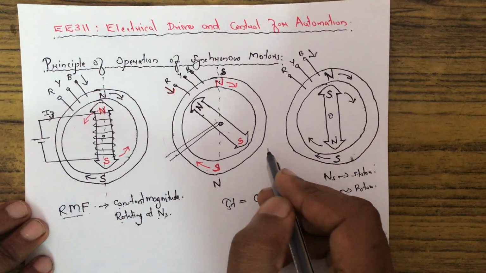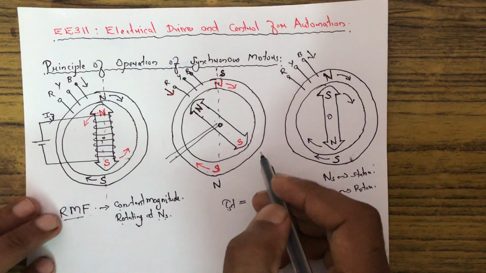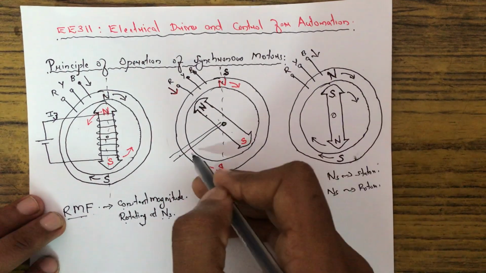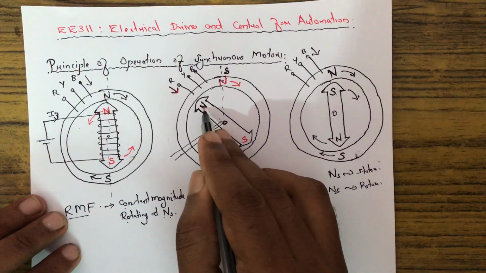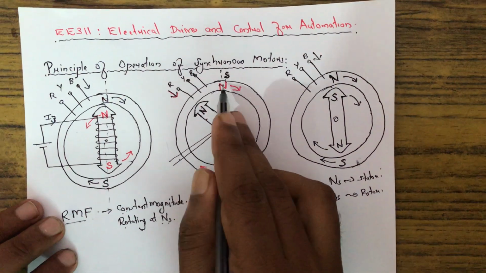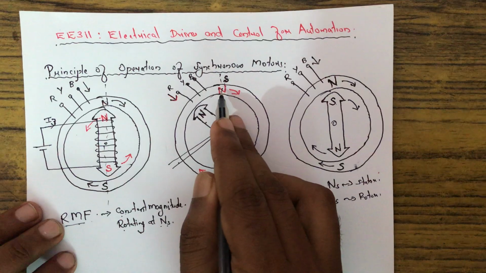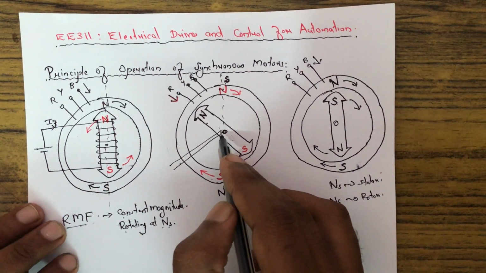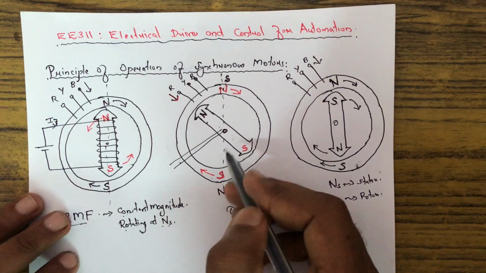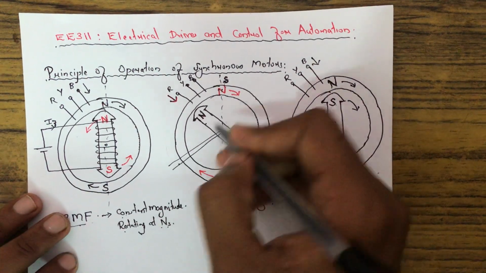So when the supply is given to the stator, the poles will rotate at synchronous speed, but the rotor cannot catch up with the stator poles due to the high mechanical inertia of the rotor. So the rotor will be subjected to clockwise and anti-clockwise direction torques.